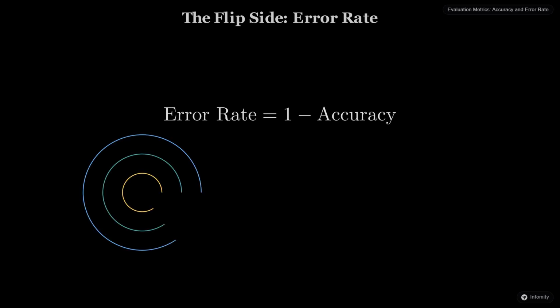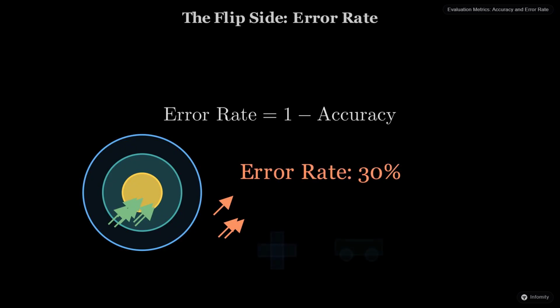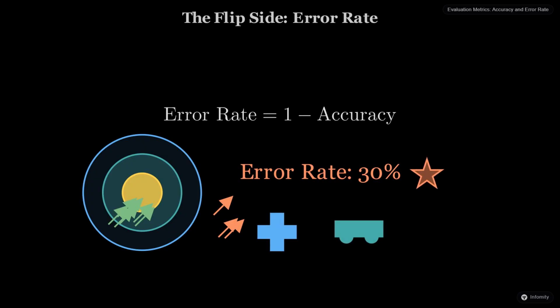Sometimes, it is more useful to look at our failures. The error rate is the exact opposite of accuracy. It measures the percentage of arrows that miss the target entirely. If your accuracy is 70%, your error rate is 30%. Think of it as the room for improvement metric. In high-stakes fields like medicine or self-driving cars, researchers often focus on minimizing this error rate.